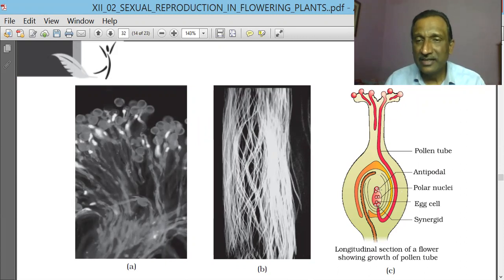Inside the ovisac you will find three antipodal cells at the chalazal end and three cells at the micropylar end. The three cells at the chalazal end are called antipodal cells. In between there are two cells which later fuse together and form one cell, called the polar nuclei cell, because it has two nuclei but one cell. Of the three cells at the micropylar end, the lower two are called synergids, and the top one is called the egg cell. Altogether, the egg cell and synergids are collectively called the egg apparatus.